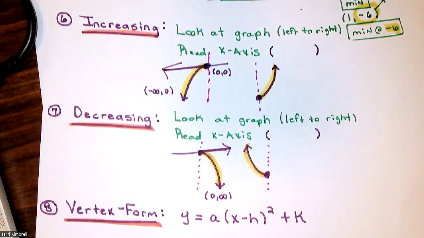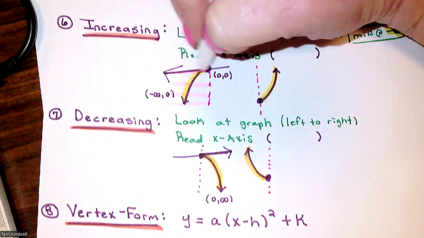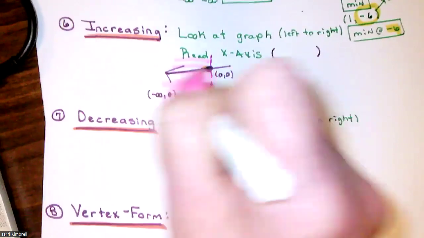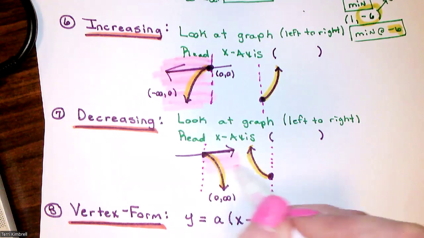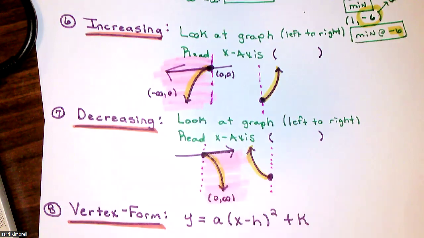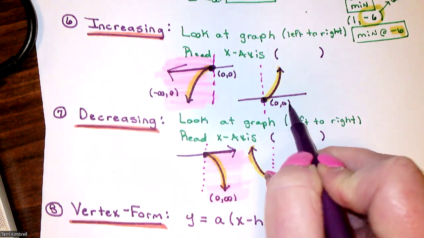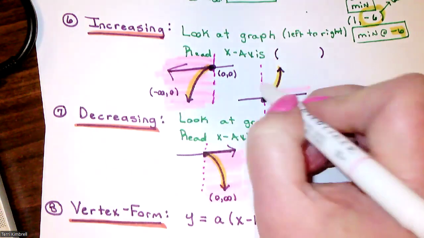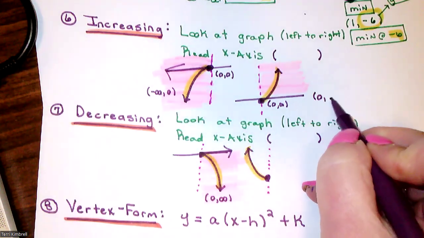This is where some of you got a little confused, but you're coloring that area, if you remember. And so this graph would be increasing from negative infinity to 0, and it would be decreasing from 0 to infinity. Then when you come to the other graph, we'll put this at (0, 0) as well. This is increasing from 0 to positive infinity.